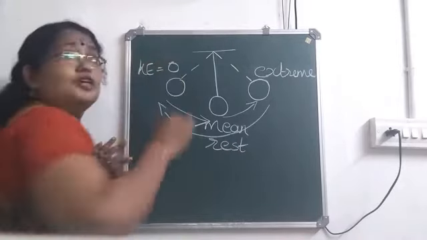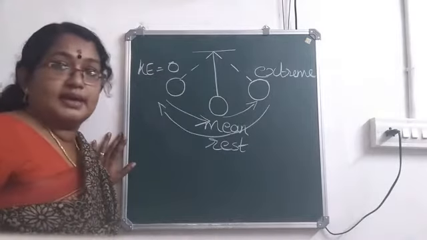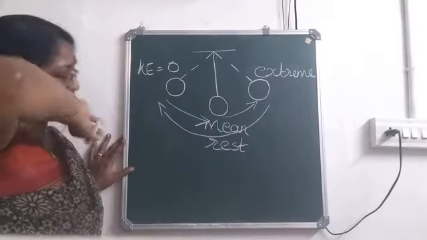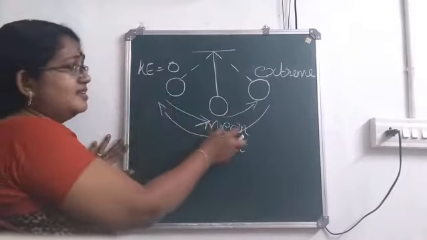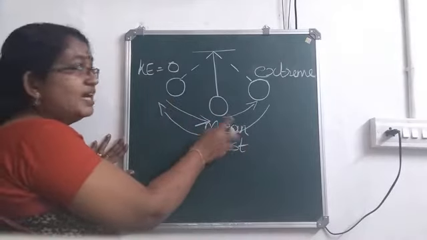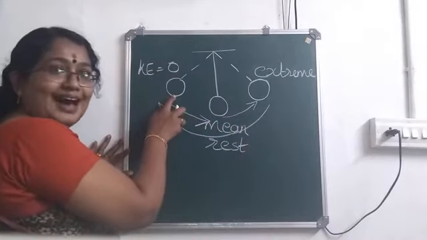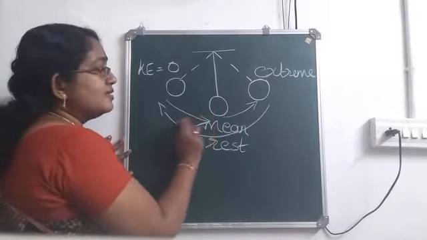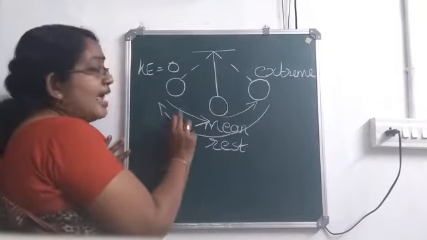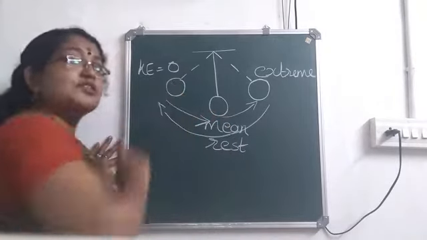It will be zero because it is not moving. Now, it is raised. This is the rest or the mean position. It is raised to a greater height, isn't it? So this is our standard height, and from here, the bob is raised.